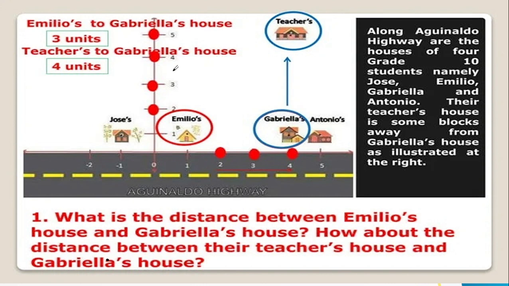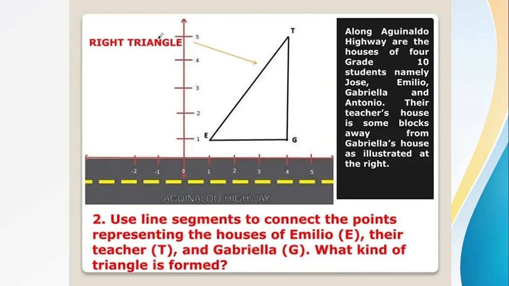Now, the distance between the teacher's house and Gabriela's house, we also count. Starting from Gabriela's house going up to their teacher's house: 1, 2, 3, and 4. So there are 4 units from Gabriela's house to their teacher's house. So that is the correct answer.